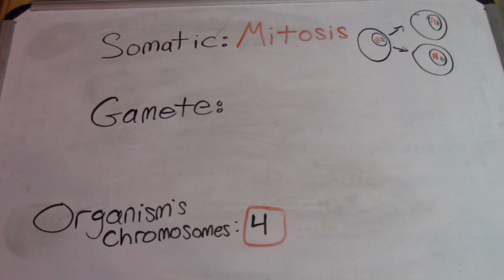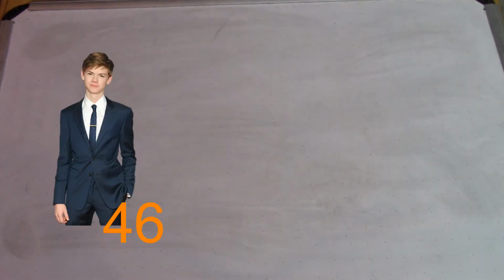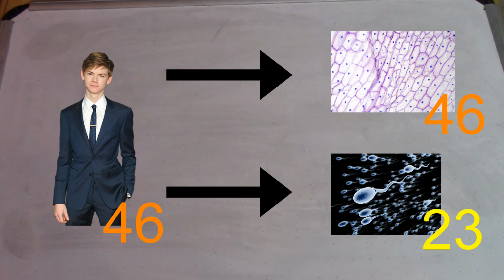In order for gamete cells to divide, they go through meiosis, where after dividing it creates four cells, each with half of the needed chromosomes. Here, for example, a human has 46 chromosomes. Somatic cells, like skin cells, have 46 chromosomes as well. And gamete cells, like sperm cells, have 23 chromosomes, exactly one half of the chromosomes somatic cells have.